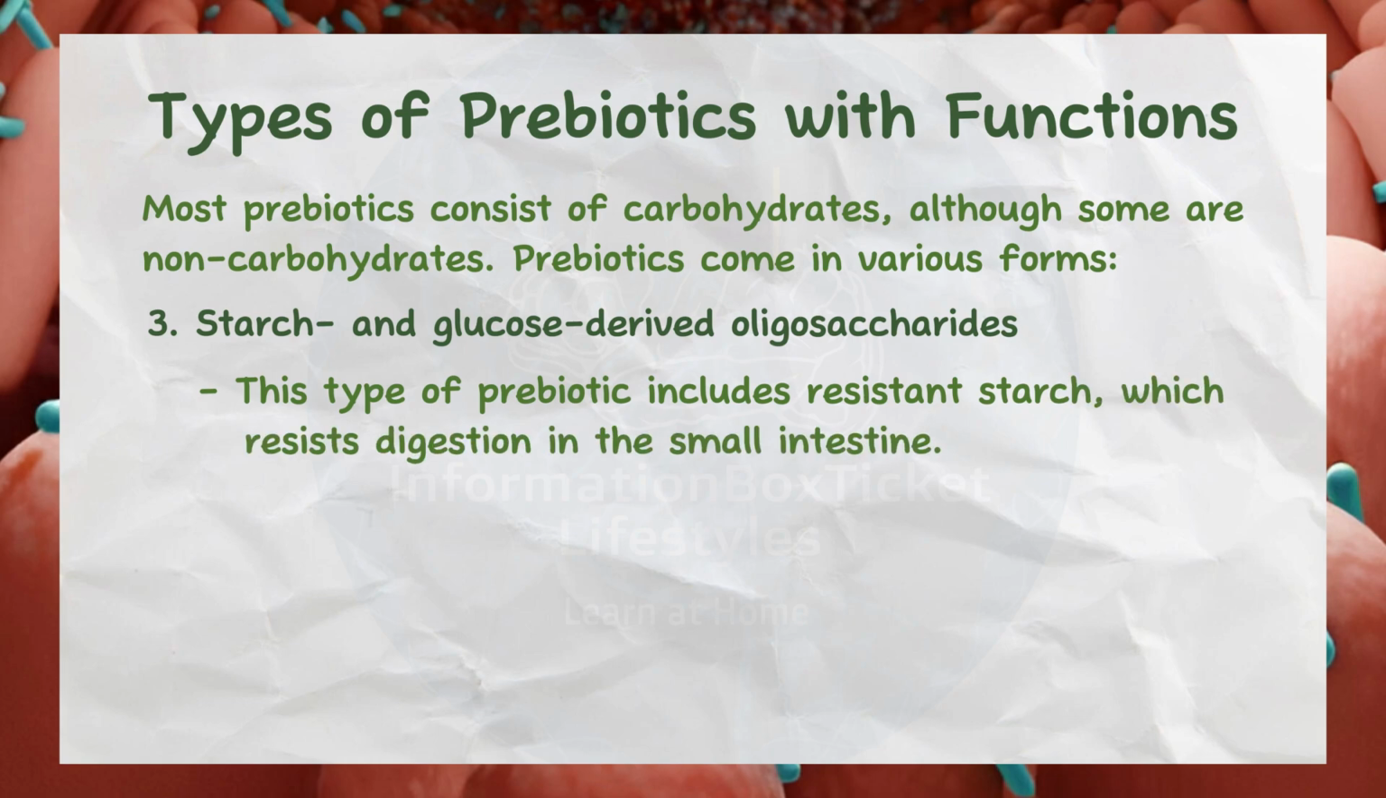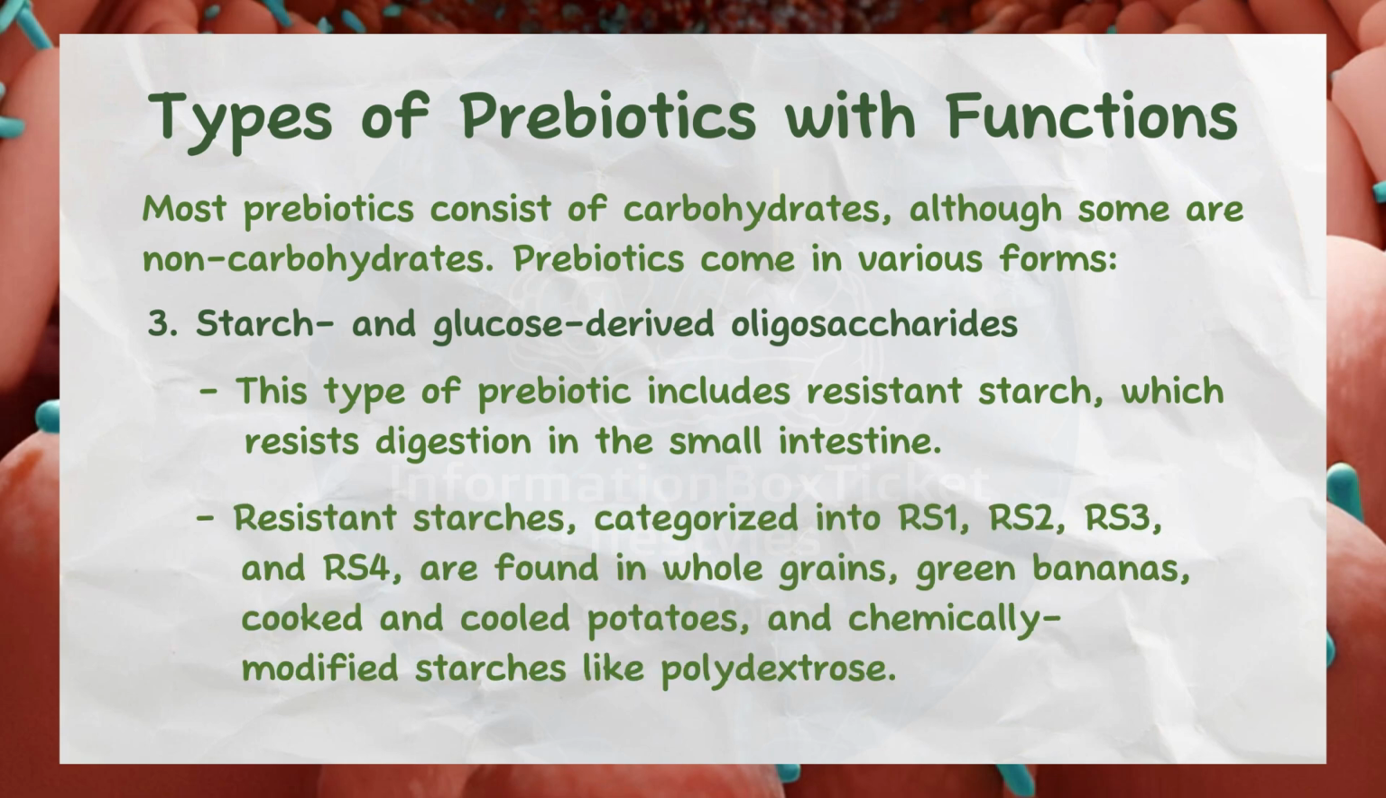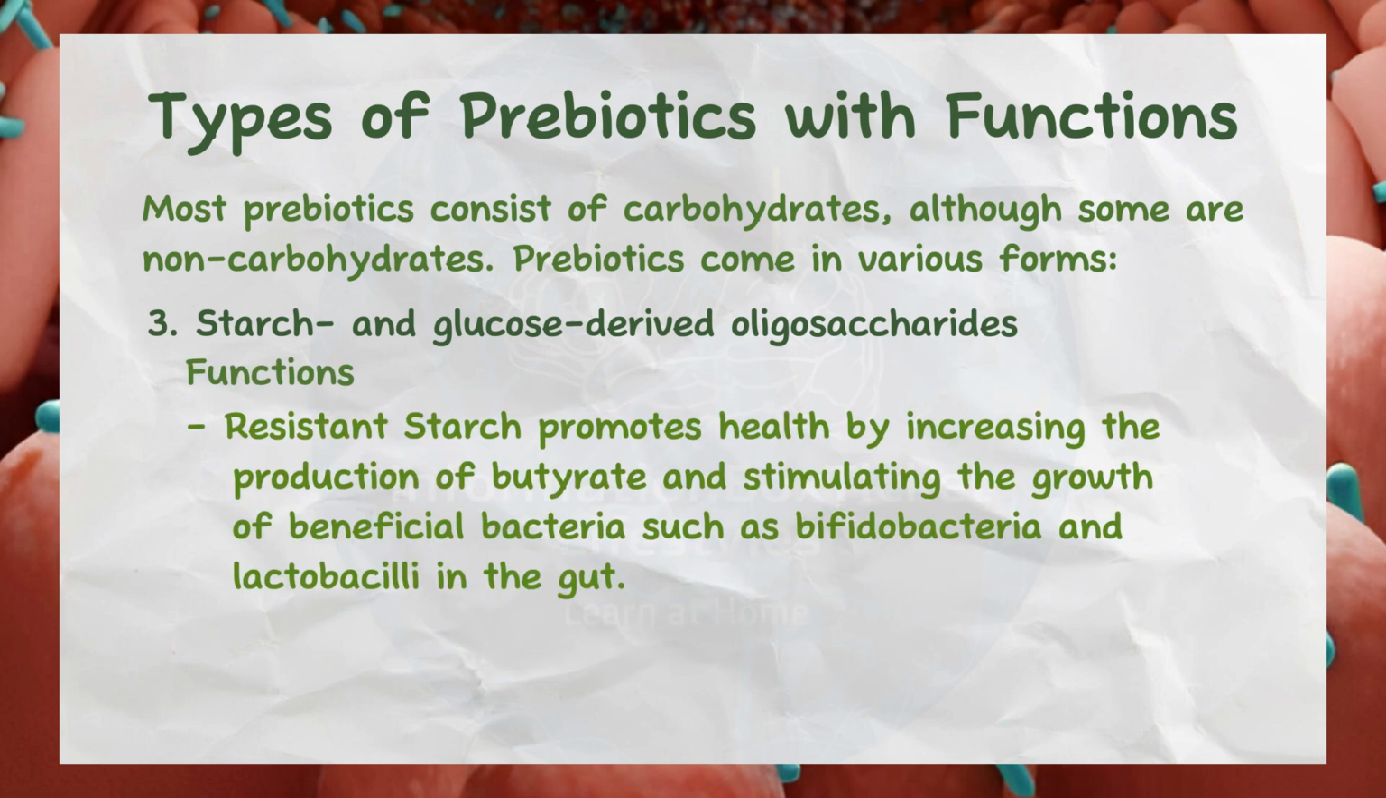This type of prebiotic includes resistant starch, which resists digestion in the small intestine. Resistant starches, categorized into RS1, RS2, RS3, and RS4, are found in whole grains, green bananas, cooked and cooled potatoes, and chemically modified starches like polydextrose. Functions. Resistant starch promotes health by increasing the production of butyrate and stimulating the growth of beneficial bacteria such as bifidobacteria and lactobacilli in the gut.